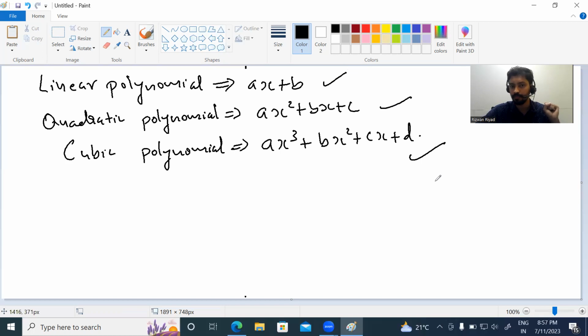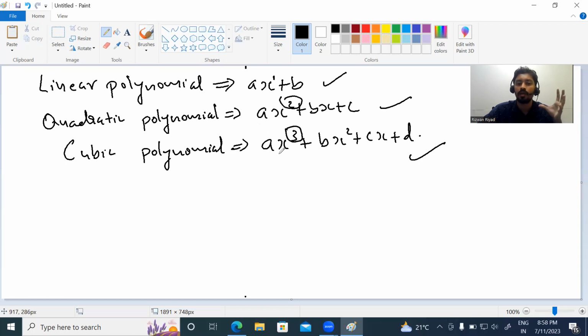Because here we know that linear polynomials are those polynomials with degree 1. That means you can see the power 1 here. x means x raised to 1. This is the highest power, so the degree is 1, so it is a linear polynomial. The next one, quadratic polynomial, means degree 2. Here you can see 2 is the highest power, so 2 is the degree, so this is a quadratic polynomial. Then cubic polynomial means degree 3. Here 3 is the highest exponent, so it is a cubic polynomial.